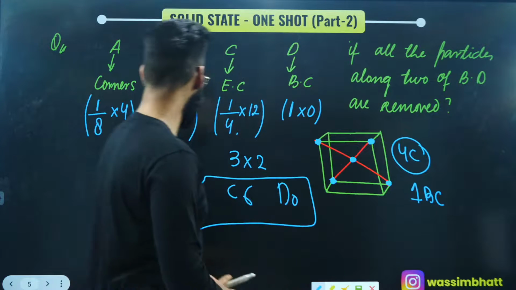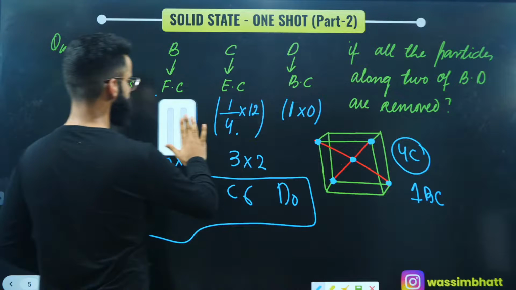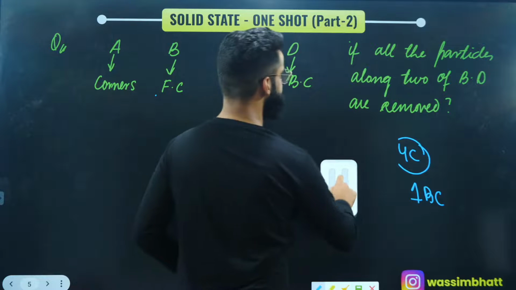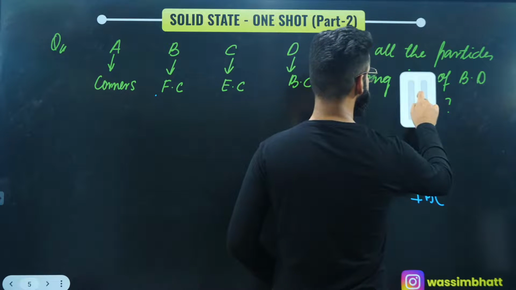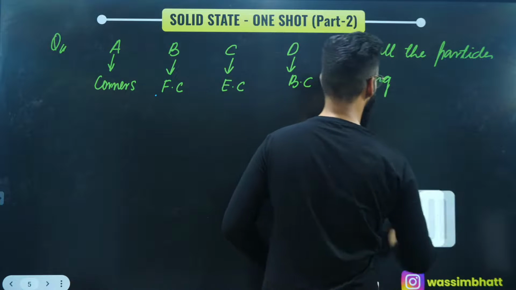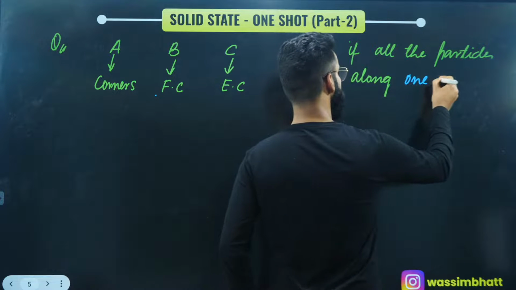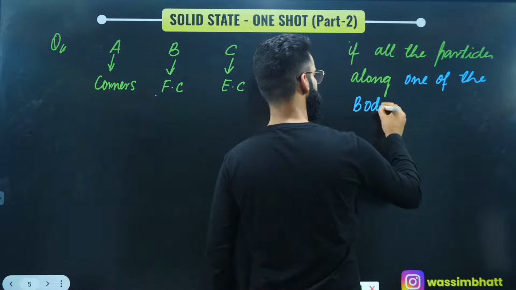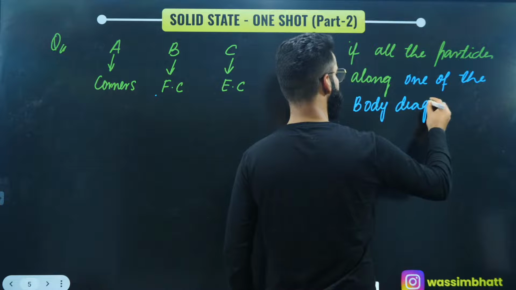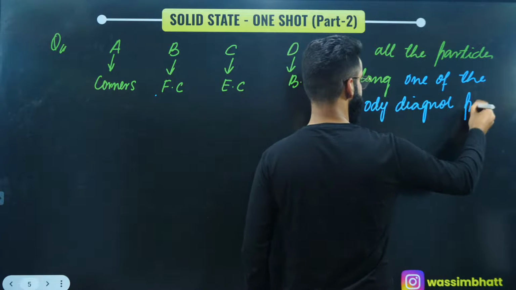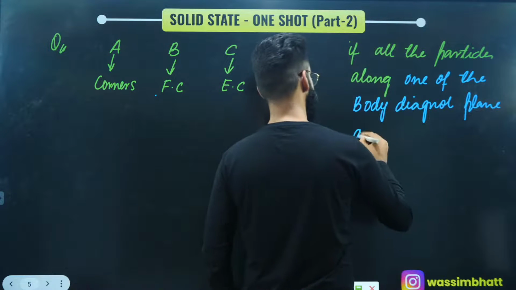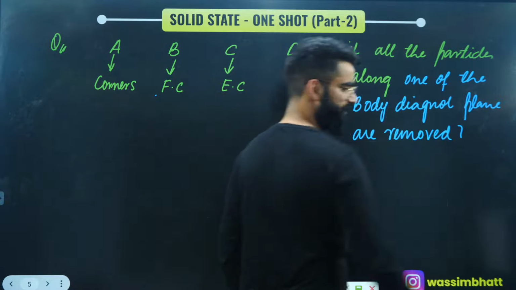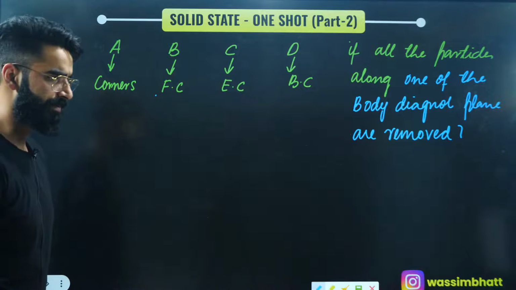Okay, let me give you one more question then. Let me see if we can solve this one or not. Now the question says, if all the particles along one of the body diagonal planes are removed, what is going to be the formula of the compound then?